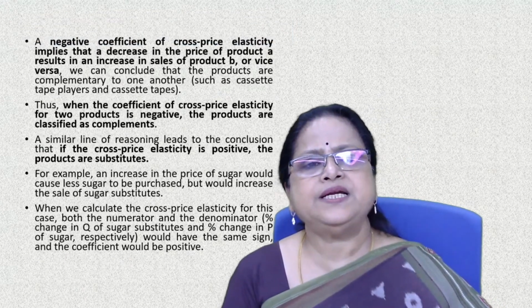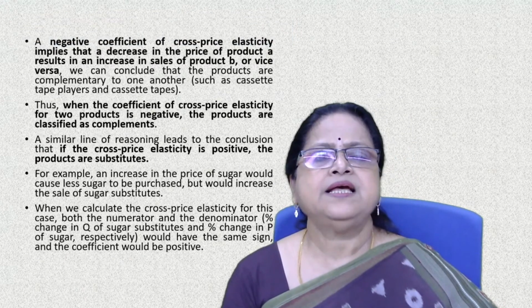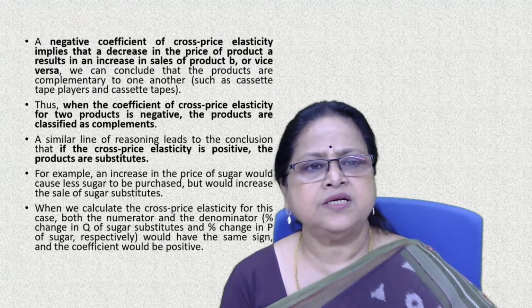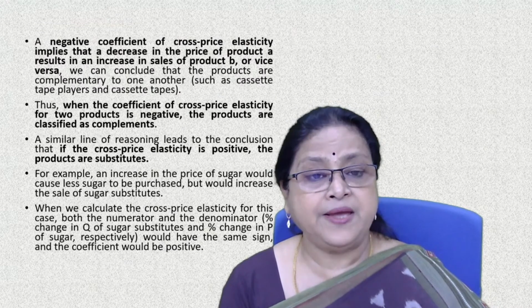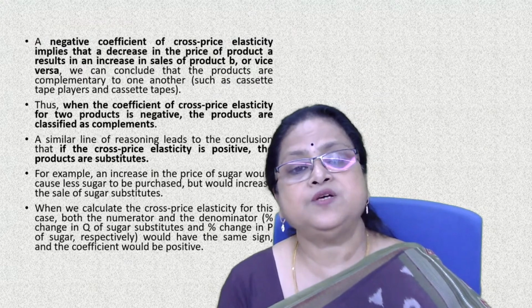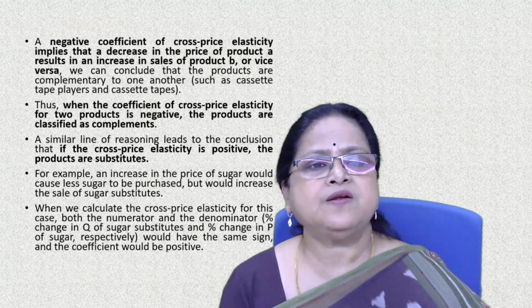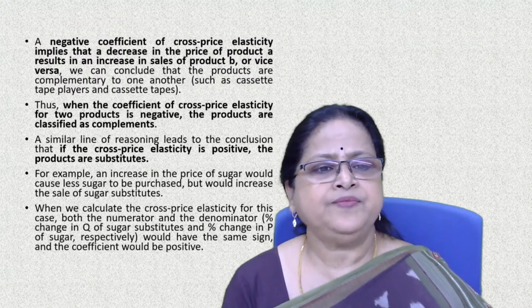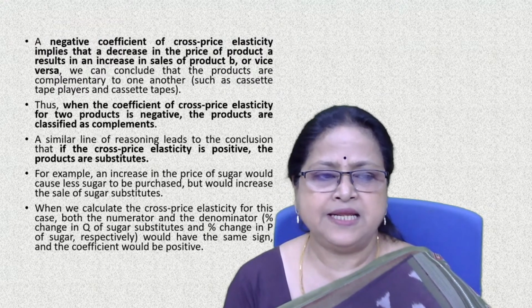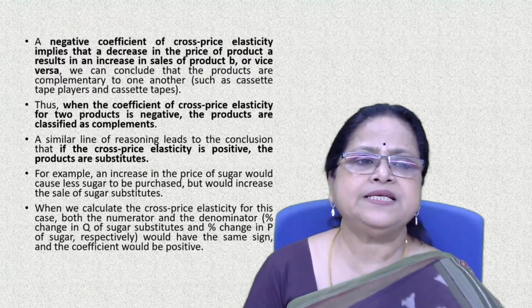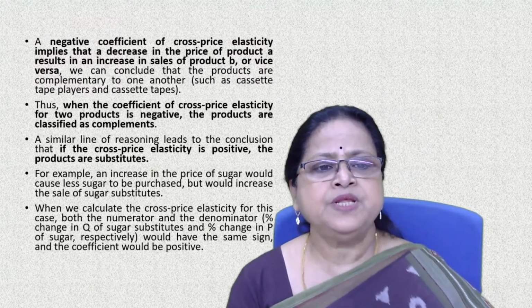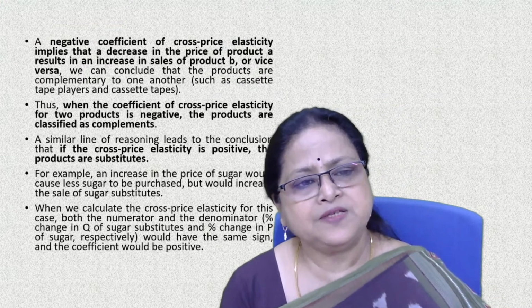A negative coefficient of cross price elasticity implies that a decrease in the price of product A results in an increase in sales of product B, or vice versa. We can conclude that the products are complementary to one another, like cassette tape players and cassette tapes. When the coefficient of cross price elasticity for two products is negative, the products are classified as complements.